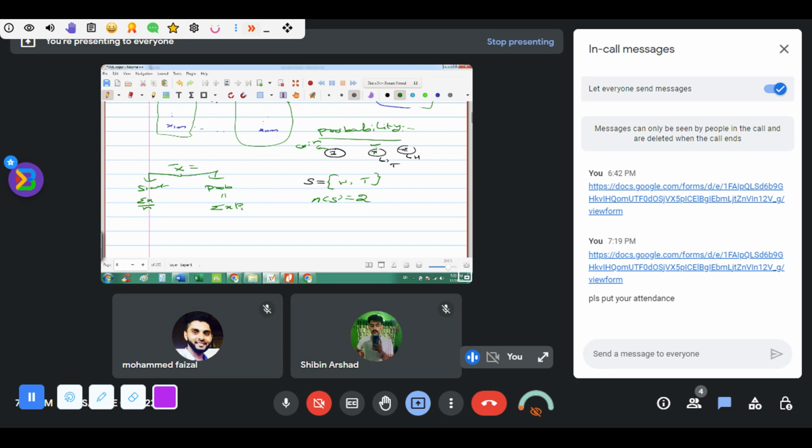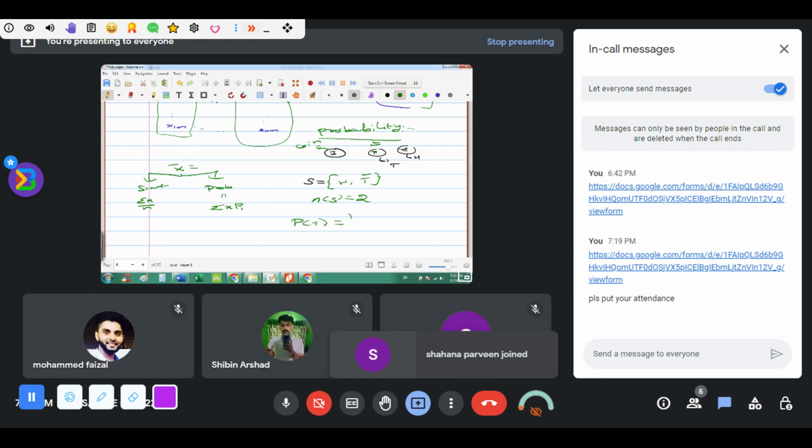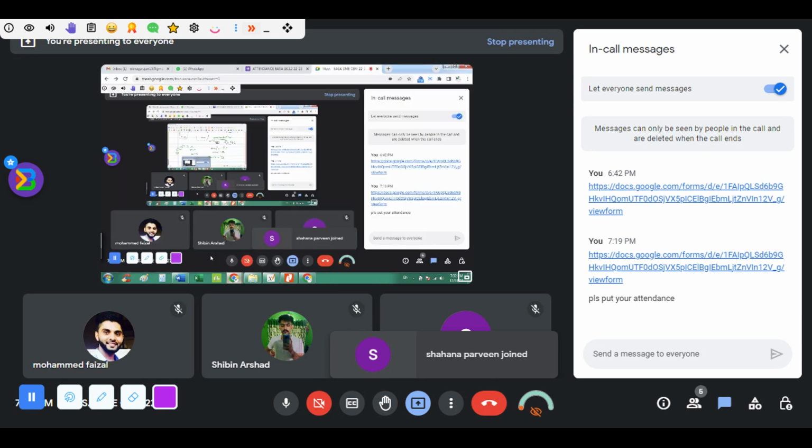Suppose, so what is the probability of tail? What is the probability of tail? How many values are there in the sample space? Tail, only one value. Therefore, probability of tail equal to 1 by 2. Probability of tail equal to 1 by 2.